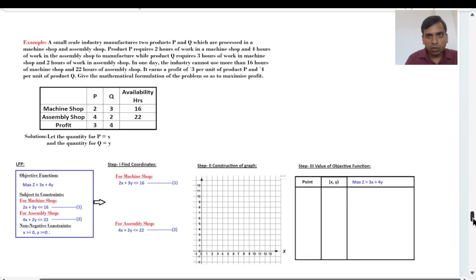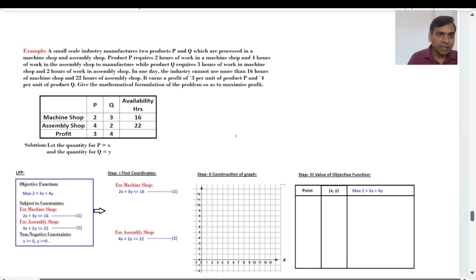So optimization model is basically based on linear programming model. This is the base of optimization model. So in this first question, you will see a small scale industry manufactures two products P and Q, which are processed in a machine shop and assembly shop.